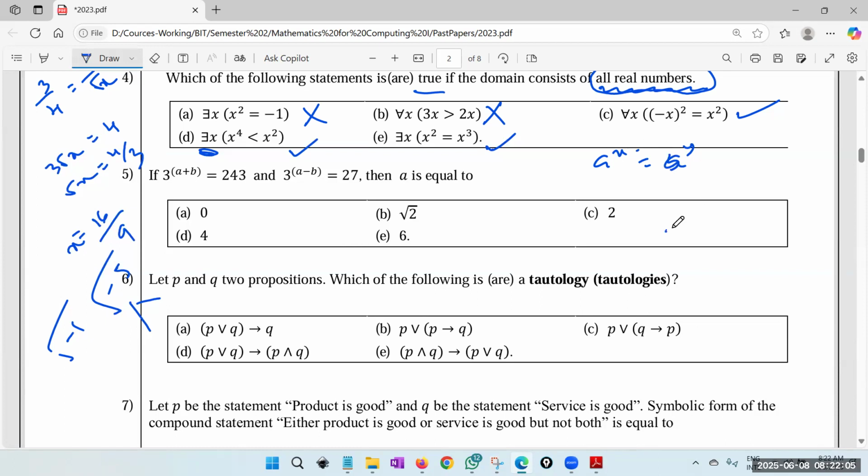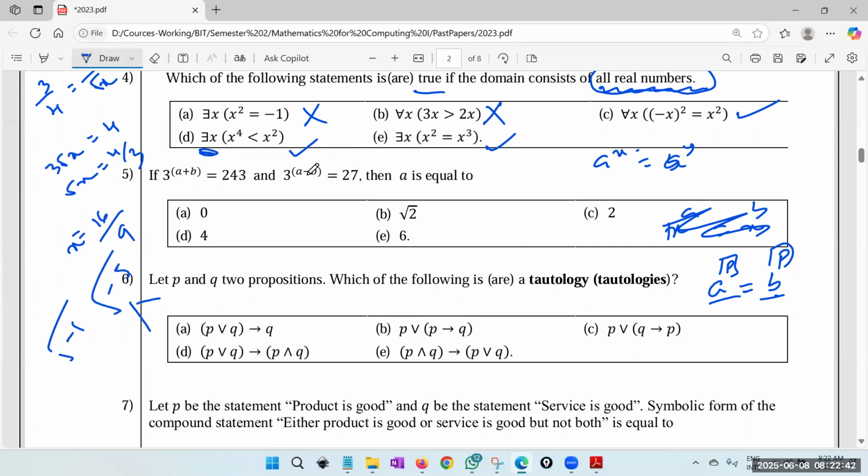Other thing is, a to the power p equals b to the power p: when the power is the same, the base must be the same. When the base is the same, the power must be the same. Right? So therefore, if I can take this to the power of 3, then I can write an equation. If I can write this as power of 3, 2 equations is enough to find a and b.